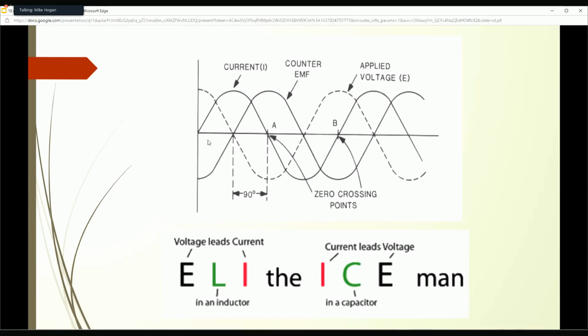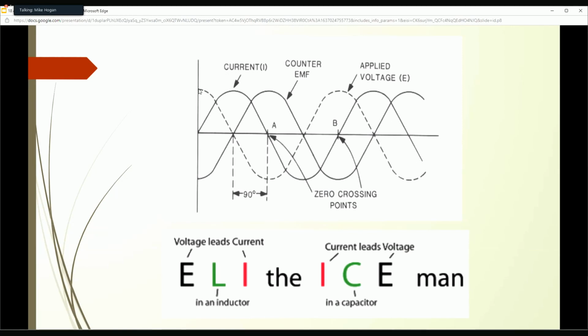Now, if you take a look at this group of what looks like a plate of spaghetti, if you look at the dashed lines here, that is our applied voltage. And you may remember we talked about current and voltage being in phase. And you see here, we've got our voltage at its peak, right? Here's a peak value. And we've got current at zero.